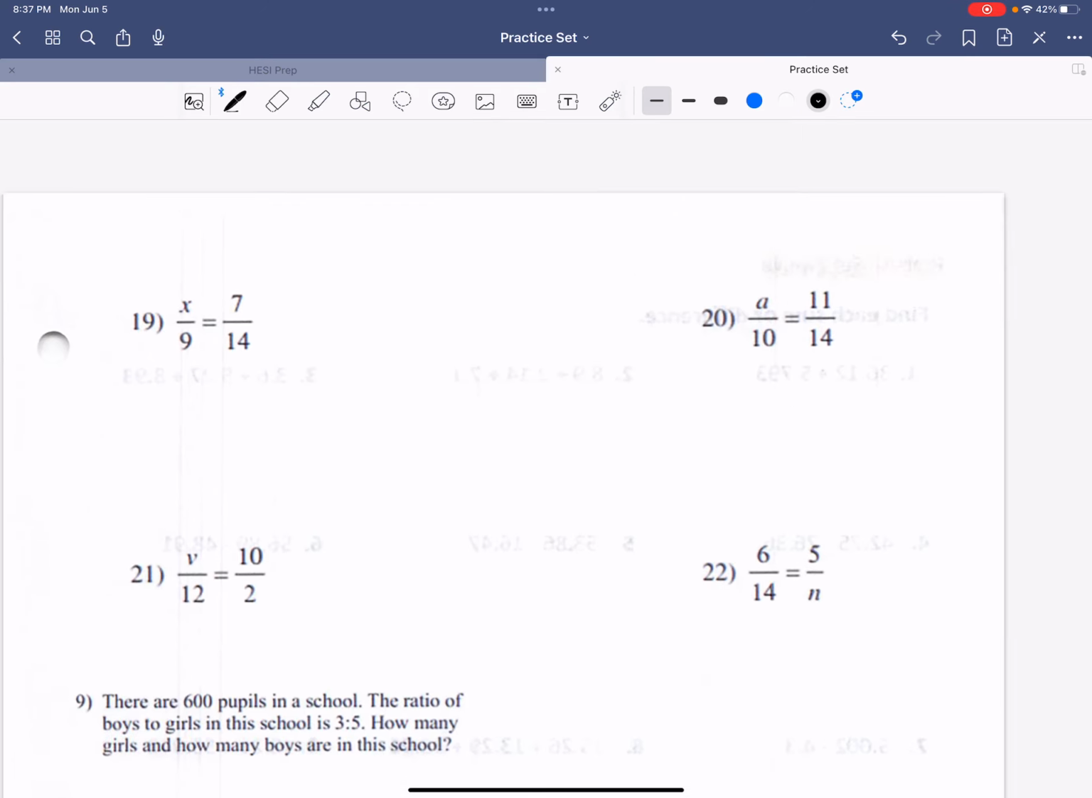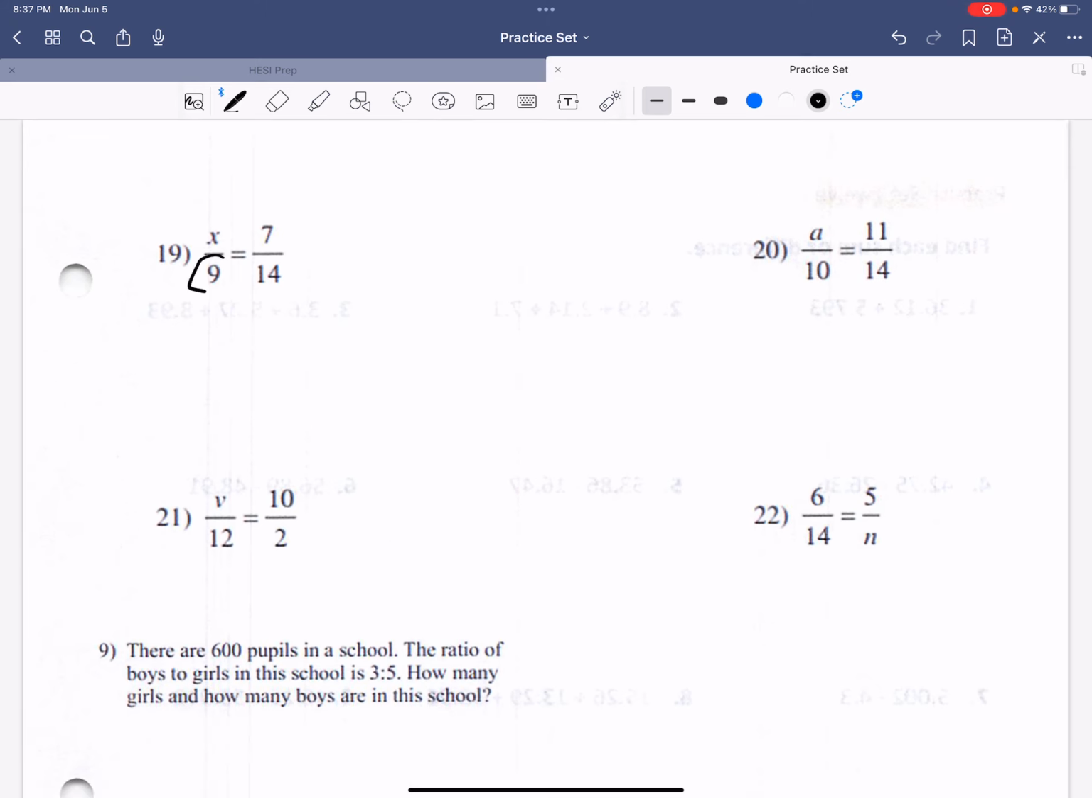All right, here are some more. I thought we were done. 9 times 7 is 63. And 63 divided by 14, I have no idea. 4.5. So X is 4.5.